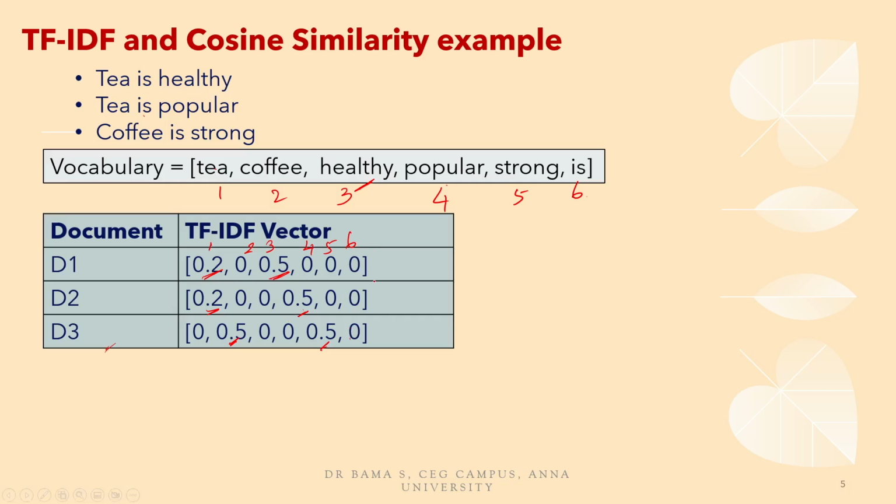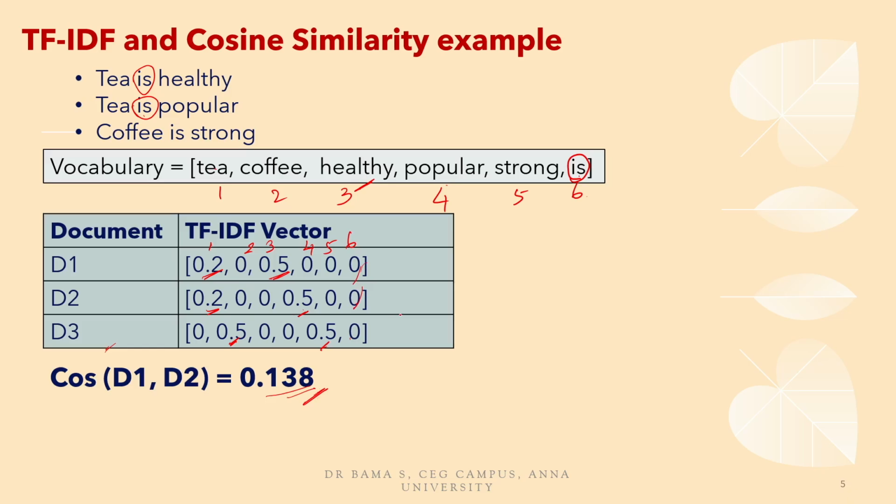Now, from this representation, if we calculate the cosine similarity between these 2 documents, tea is healthy and tea is popular, it is 0.138. You can check the similarity using the same formula, A dot B by mod A and mod B. If you calculate it, you will get 0.138. The advantage here is we are not counting 'is' in the similarity between these two documents, because in TF-IDF that 'is' is disregarded. Its value is going to be 0 here, so it is not accounted for in this similarity.